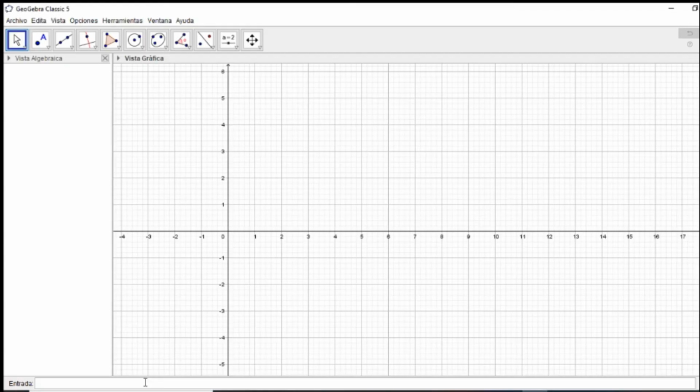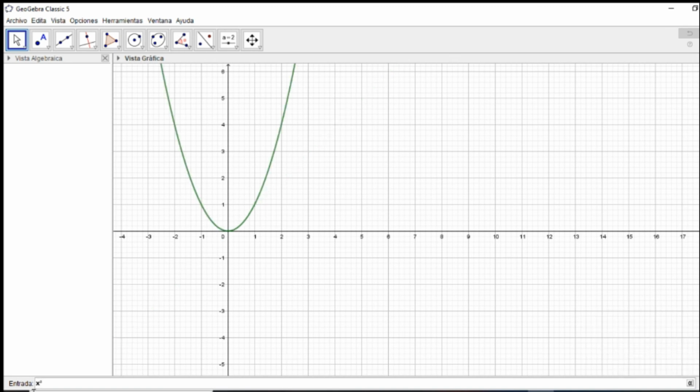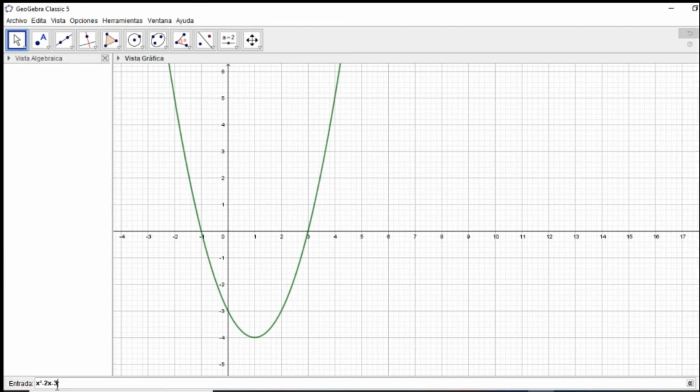Now we are going to see how to graph our quadratic function by using GeoGebra. So our function is y = x^2 - 2x - 3. Okay, we are going to write x, here we have the exponents, x^2 - 2x - 3. And here we have our function graphed.